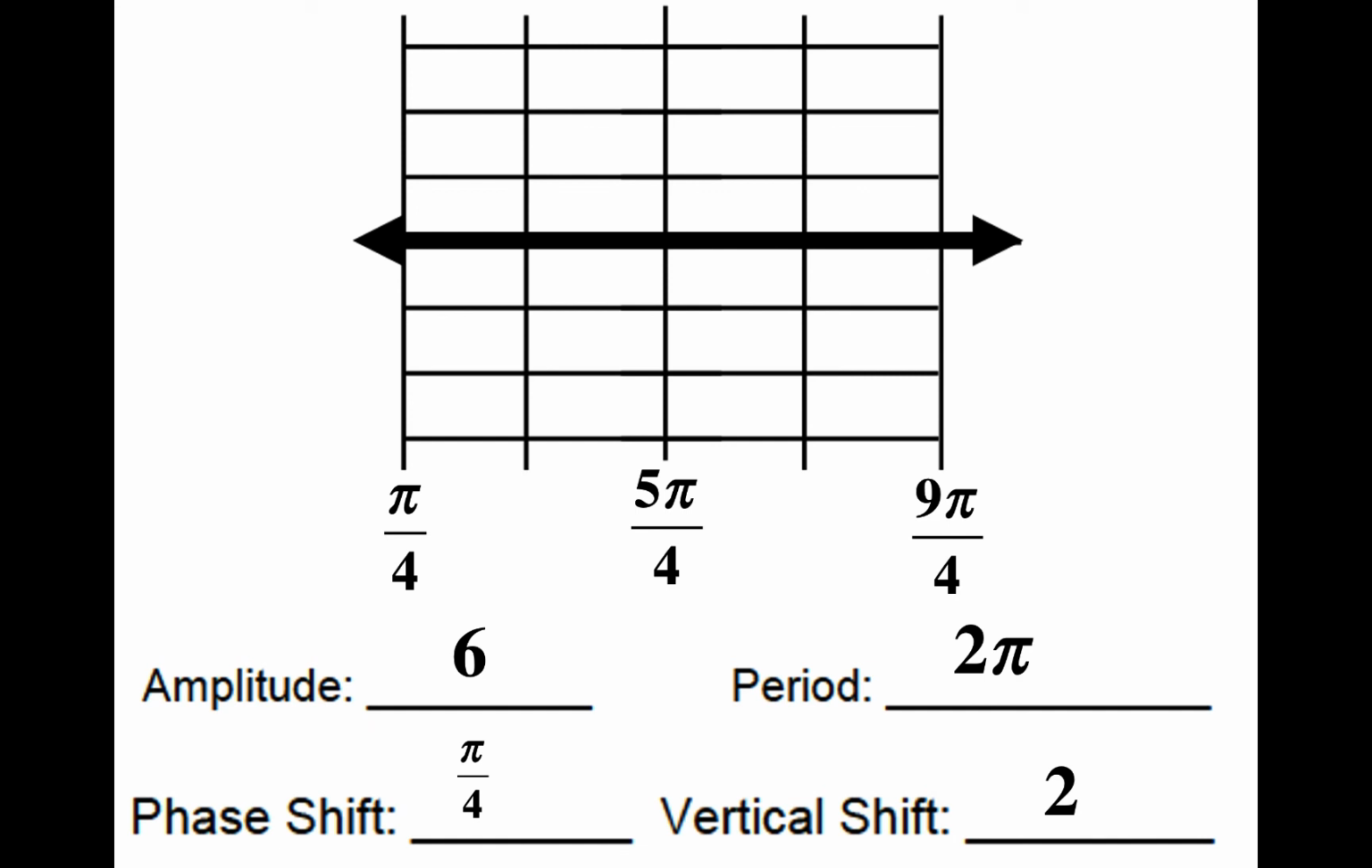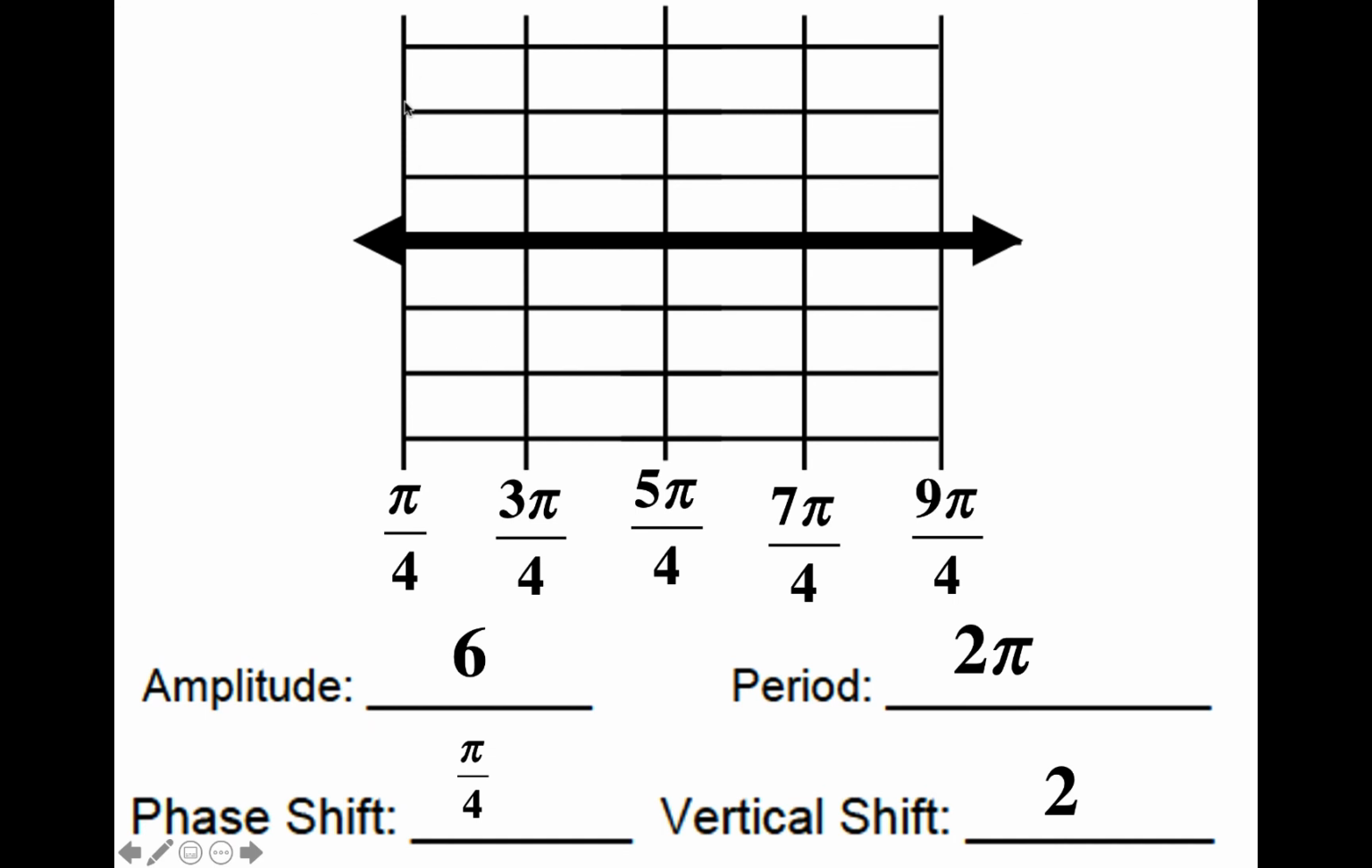Remember, taking half is like multiplying the bottom by 2. So then, adding these up, I get 6 pi over 4, which reduces to 3 pi over 2. Take half, you get 3 pi over 4. Add these up, I'm going to get 14 pi over 4, which reduces to 7 pi over 2. Take half, so 7 pi over 4.